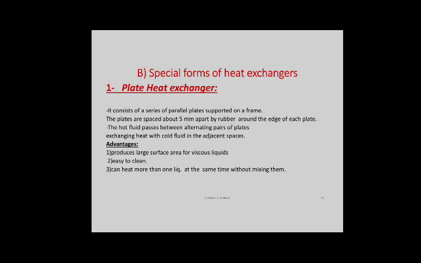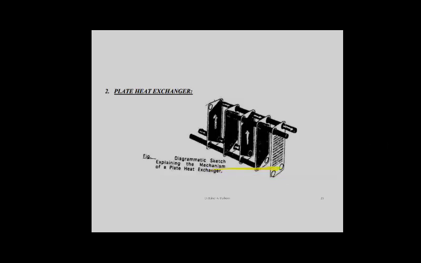Special forms of heat exchanger, like the plate heat exchanger. It consists of a series of parallel plates supported on a frame. The hot fluid passes between alternating pairs of plates, exchanging heat with cold fluid in the adjacent spaces. Advantage: produces large surface area for viscous liquid, easy to clean, can heat more than one liquid at the same time without mixing them, like this.